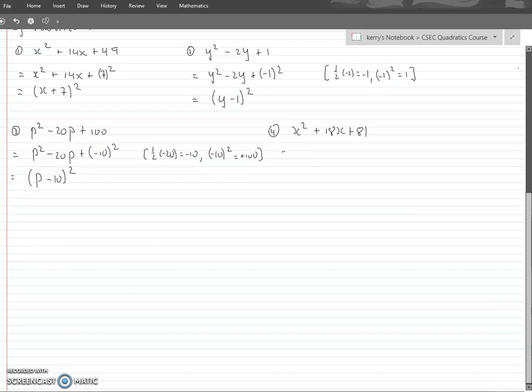Right? Let's see. Think about it in your mind. A half of 18 is 9, and 9 squared is 81. So this is a perfect square, right? x squared plus 18x plus 81, where a half of 18 is 9, and 9 squared is 81. So since this is a perfect square, we can factor it into x plus 9 squared. Right? A good hint: whatever is the sign in front of b, that is the sign that goes inside the brackets here.